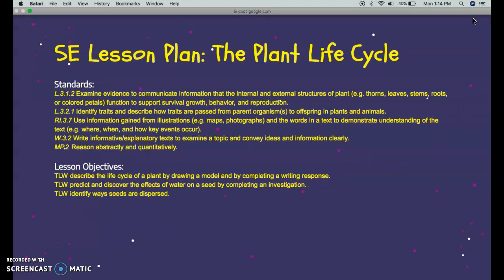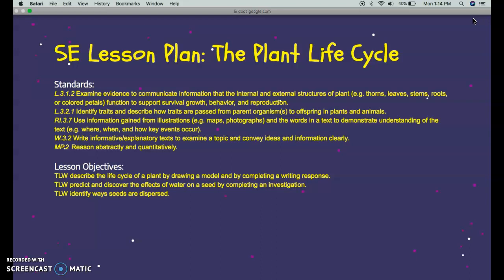This is what I did for my 5E lesson plan. So the standards that would be used in this 3rd grade lesson plan would be Life Science 3.1.2, examine evidence to communicate information that the internal and external structures of plants, the thorns, leaves, stems, roots, or colored petals, function to support survival, growth, behavior, and reproduction.